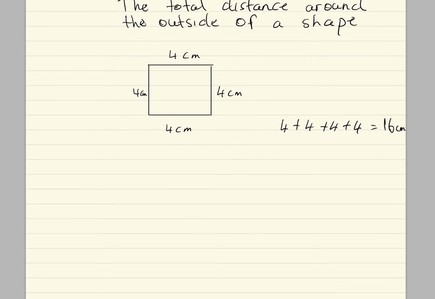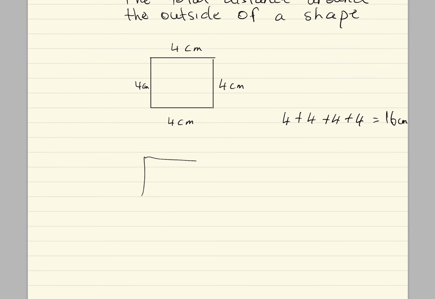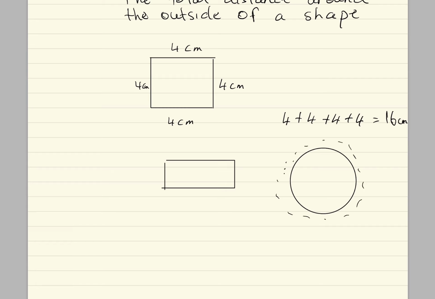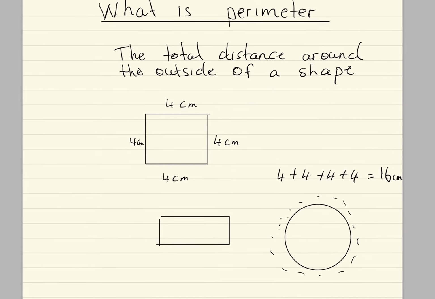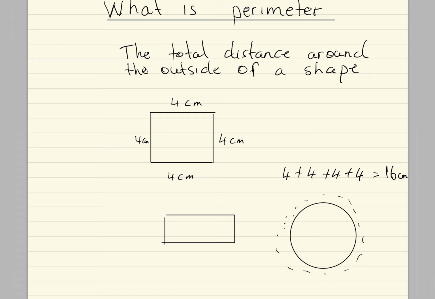You can have many different shapes. You can have a rectangle, say something like this. It's not a perfect rectangle, but you can have a rectangle. You can have something like a circle. Also, the outside is the same thing, so you're looking for the perimeter, but there's a specific name for that when it comes to circles. But essentially, that's what a perimeter is. It's the total distance around the outside of a shape.